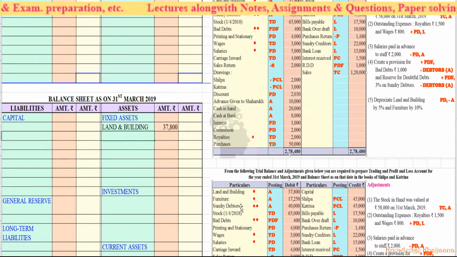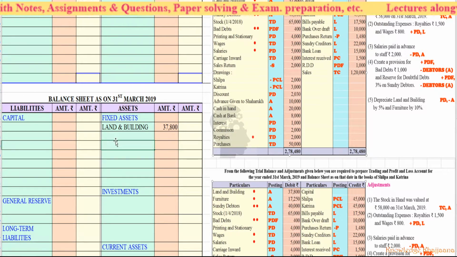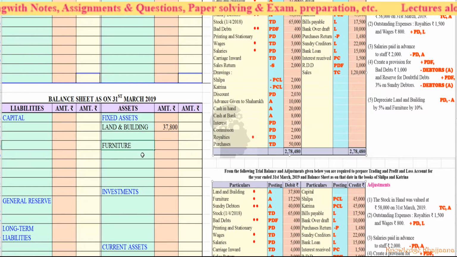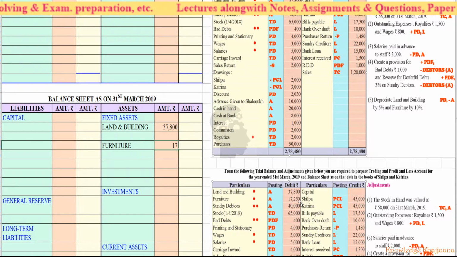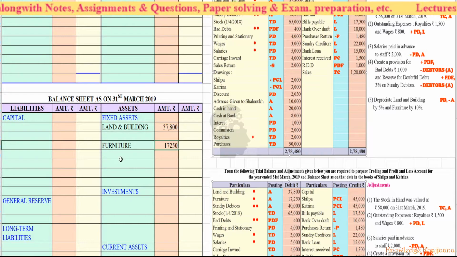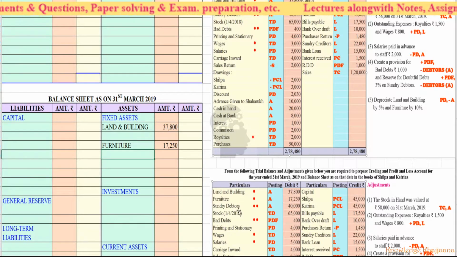Next, furniture. Furniture is again an asset and there is an adjustment on furniture. So we have to write the amount of the furniture in the inner column after leaving one line for the adjustment of land and building. The amount of furniture in the inner column is rupees 17,250. Then next, sundry debtors.